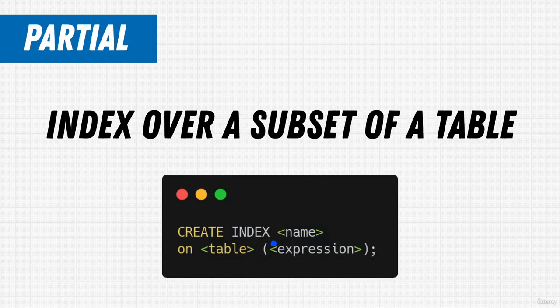Next up, the partial, an index over a subset of a table. So this one is interesting. When you create an index, you can create an index with a specific name on a table, and you can give it a specific expression. You could say, hey, do it only where the salary range is over 5,000, for instance. You can apply an expression like that. So the partial is over a subset of a table.